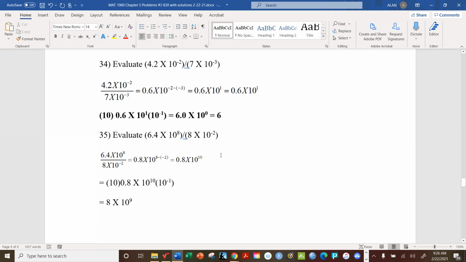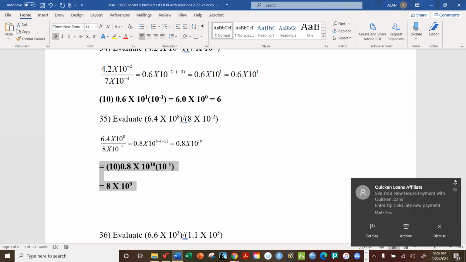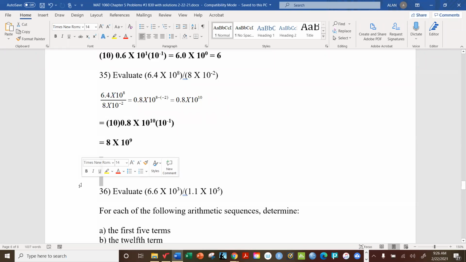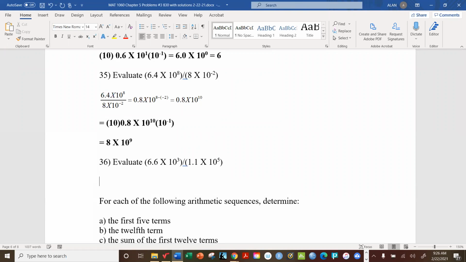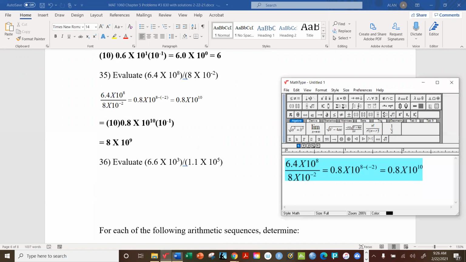Eight times 10 to the 9th. Okay, and then one more. All right, so we've got, actually, here's one of the nice things about this. I can just edit this without starting all over again. Woo-hoo. Well, that's a time saver.